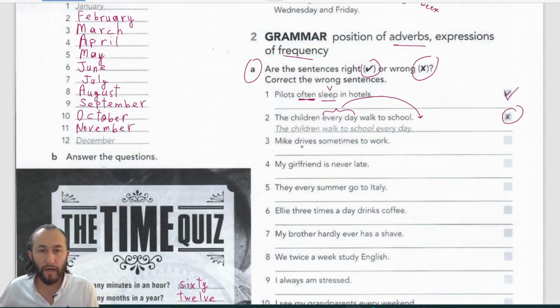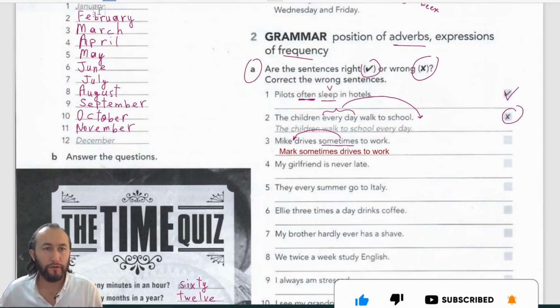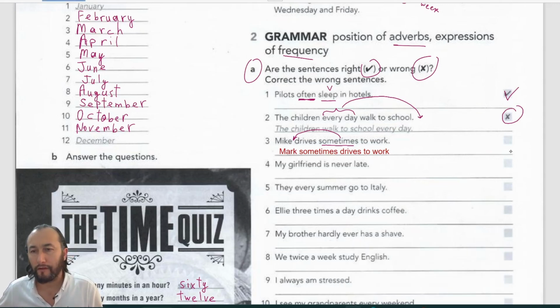Number 3, Mike drives sometimes to work. That's a problem. Why? Because sometimes has to be placed before the verb, right? So we're going to do that now. I'm going to write it down for you. So Mike sometimes drives to work. That's good. So now we got it corrected. So this is a cross, obviously, because that was wrong and we corrected it.